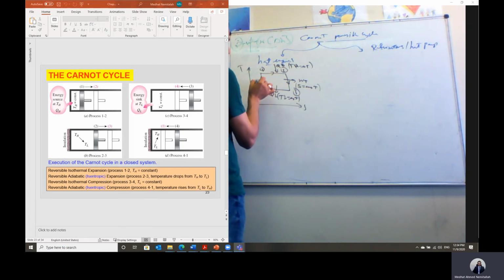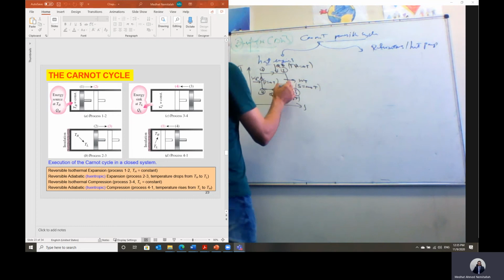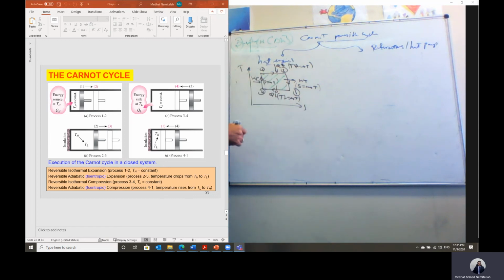Then we can have the process from 4 to 1, where work is added inside the pump, and in this case, this process is also isentropic. The entropy should be constant in this case. Okay. Usually, you have the area contained on the TS diagram by a cycle.